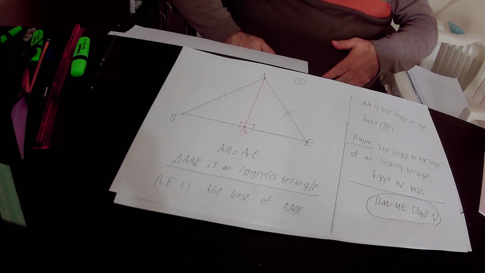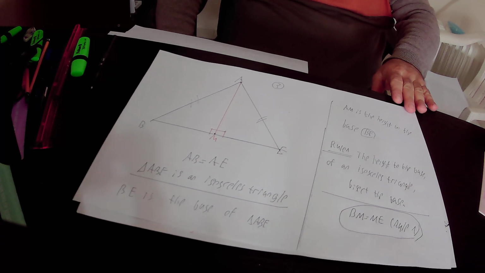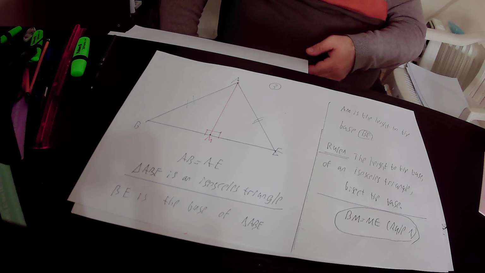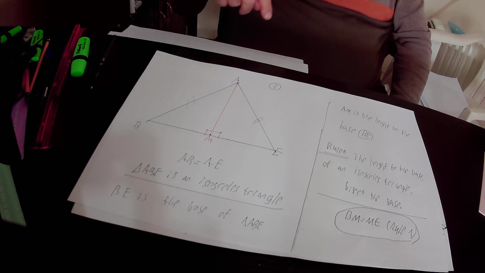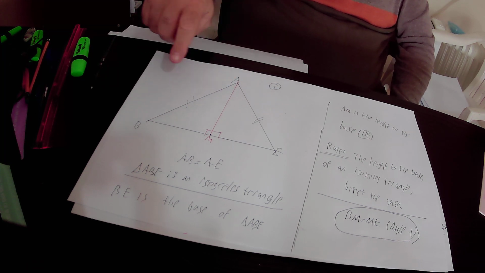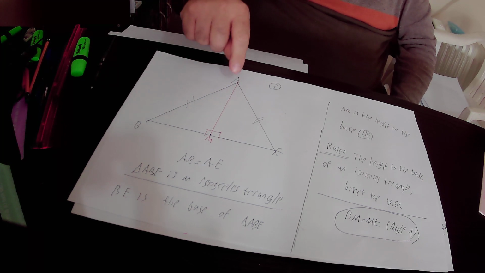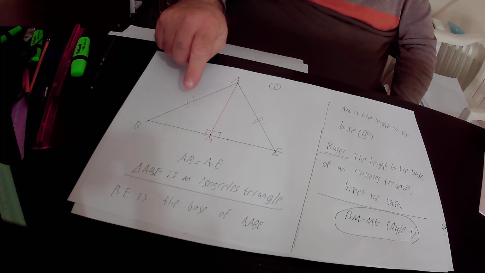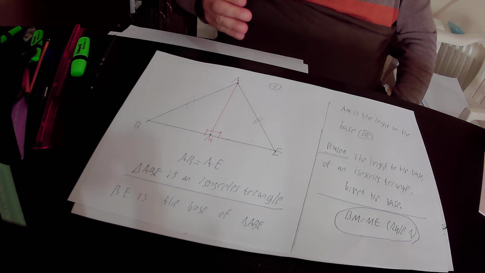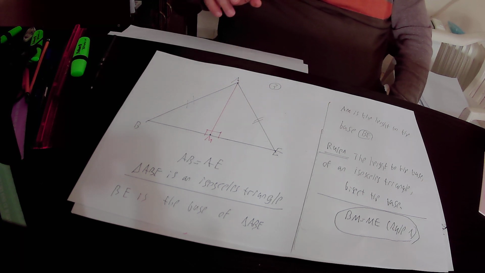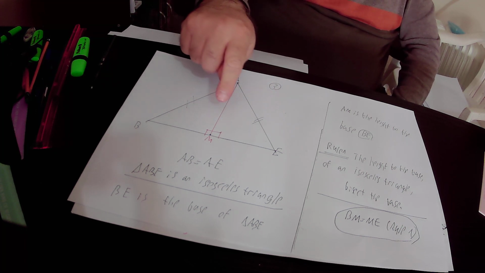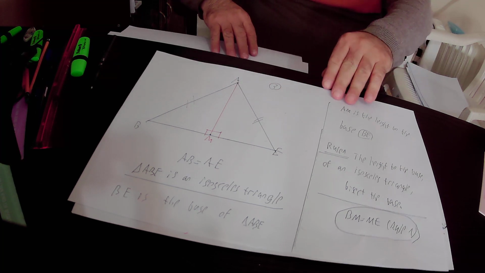And we have rule number one. According to rule number one, the height to the base of an isosceles triangle bisects the base. So here, the height AM to the base BE in isosceles triangle ABE bisects the base BE. That is to say, it divides it into two equal parts. That is to say, BM is equal to ME. Because the height AM bisects the base BE, we conclude that BM equals ME according to rule number one.